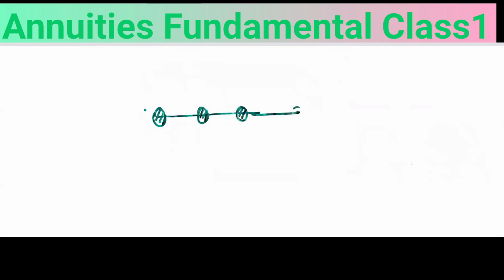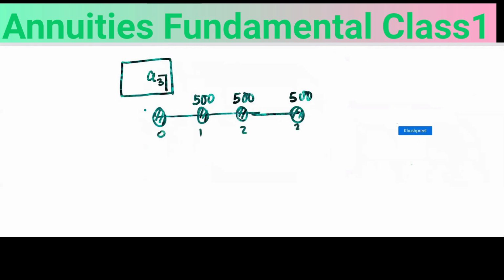Suppose we have these payments instead of one: payments of 500 here, 500 here, 500 here. So what is the present value here? In that case, the present value is not only A3, A3 is the present value of three payments at times 1, 2, 3, with 0, 1, 2, 3 on the line. These are the three payments, and here 500 is the value.